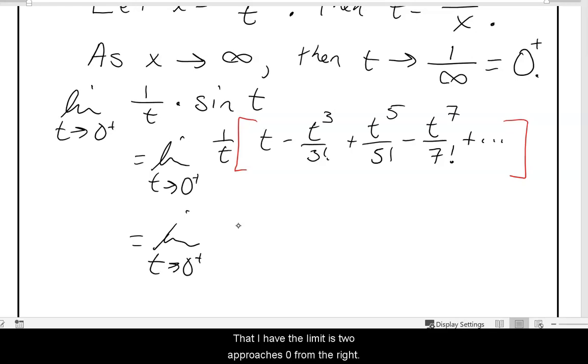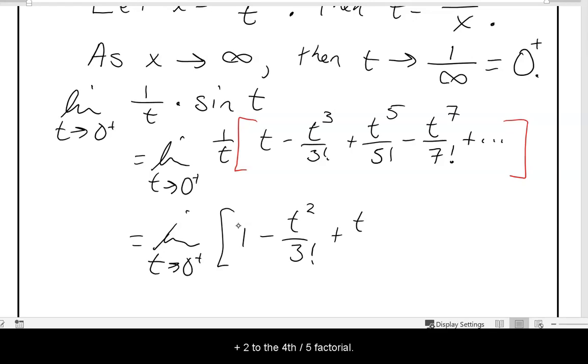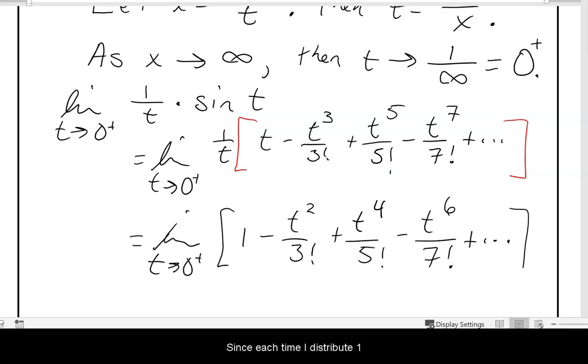so that I have the limit as t approaches 0 from the right of the value of 1 minus t squared over 3 factorial plus t to the 4th over 5 factorial minus t to the 6th over 7 factorial. Since each time I distribute 1 divided by t, I reduce the power on t by 1. Now, the next step, of course, is to plug it in.